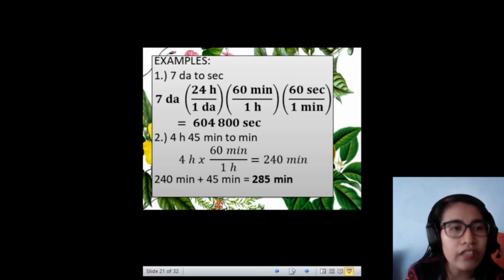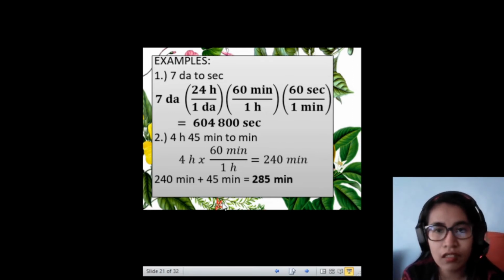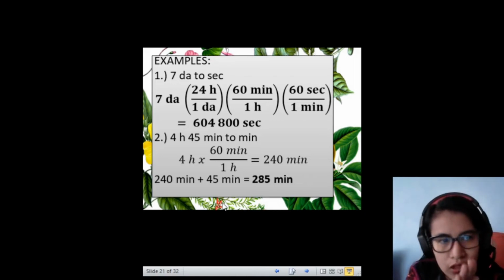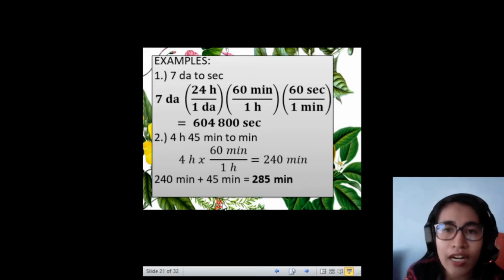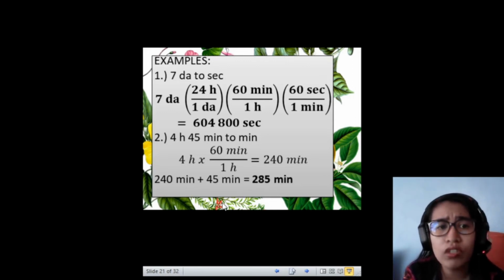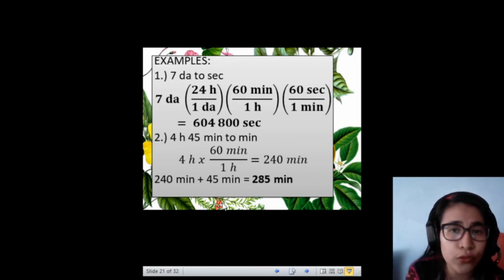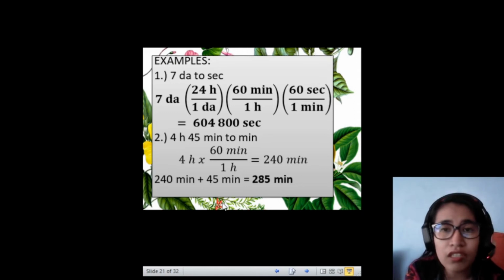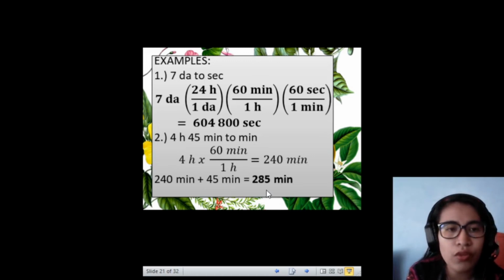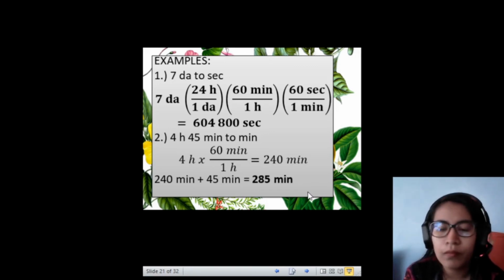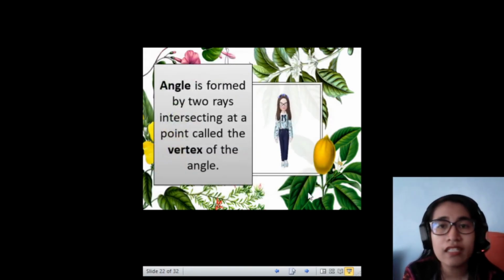Next, 4 hours 45 minutes to minutes. Okay, don't mind the 45 minutes first. Let's focus on converting 4 hours into minutes first. We all know that in 1 hour, there are 60 minutes. So just multiply 4 times 60. You have 240 minutes. And then finally add that 45 minutes to that 240. So therefore you have 285 minutes. That's the final answer.